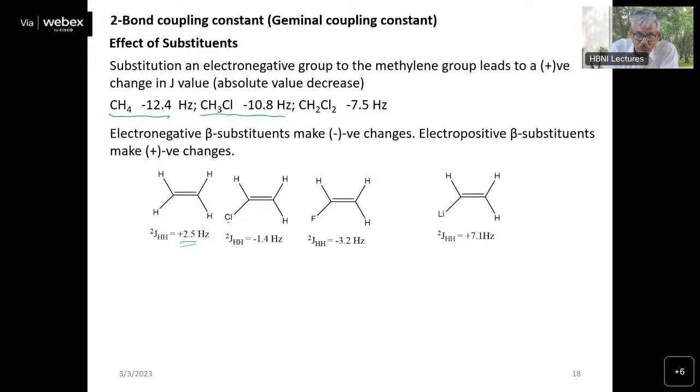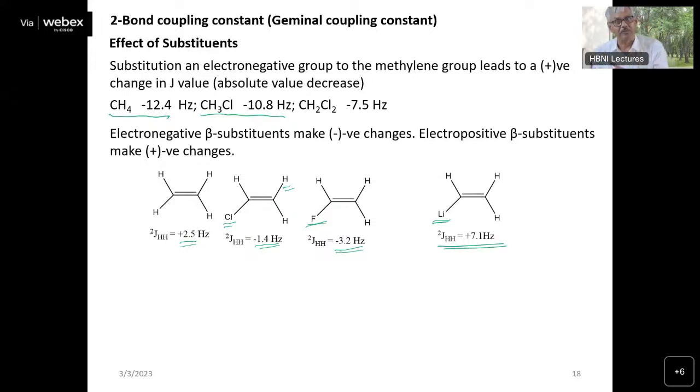Now you put a halogen here, you see that it is now changing the coupling constant value of this hydrogen, because it is at the beta position. So that is now becoming negative. It was plus, it goes to minus, and if you put a fluorine, it is becoming minus 3.2. But if you put an electropositive lithium, you see it has now become more positive.